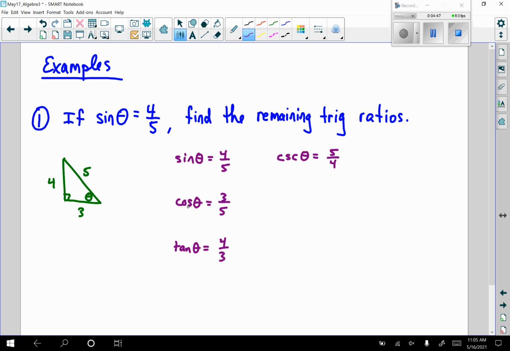Reciprocal of cosine, if that starts with a C, its reciprocal starts with an S. And it's just the reciprocal of 3/5, so that's 5/3. And then cotangent, which is the reciprocal of tangent, that would just become 3/4. And that's the extra stuff that we're learning today.